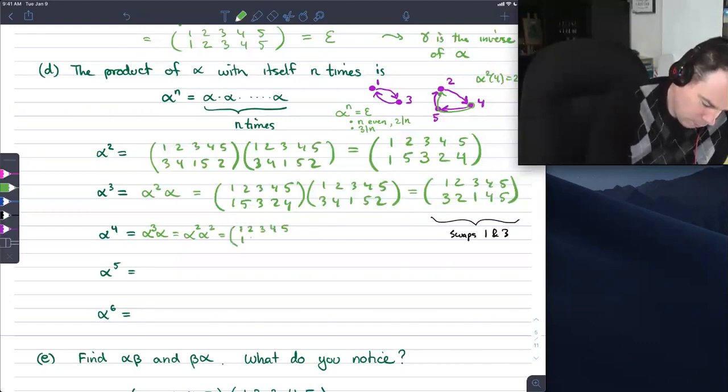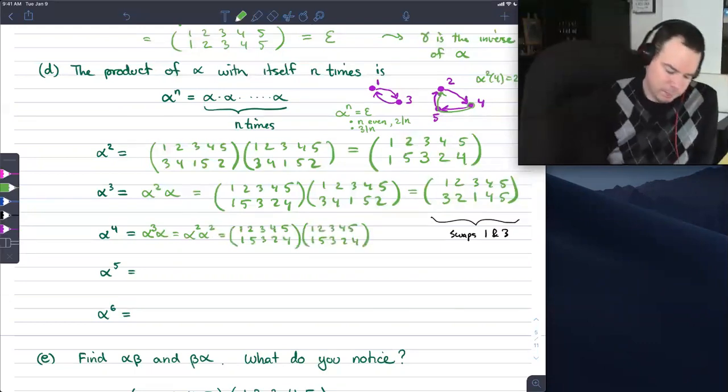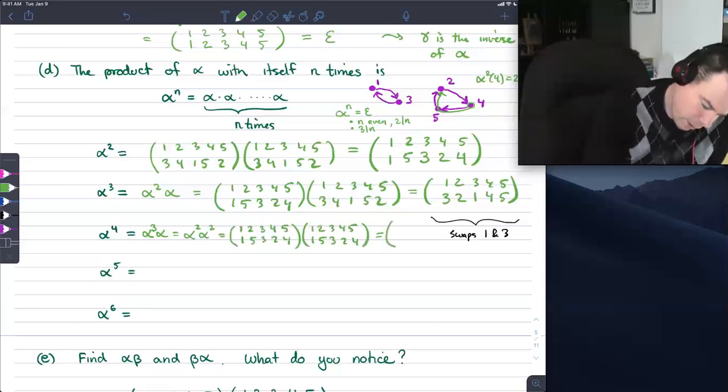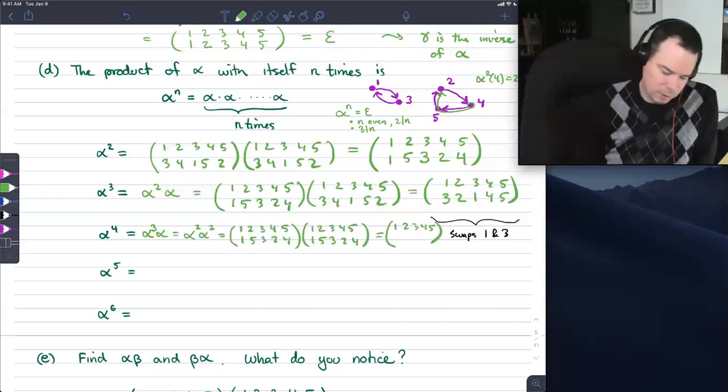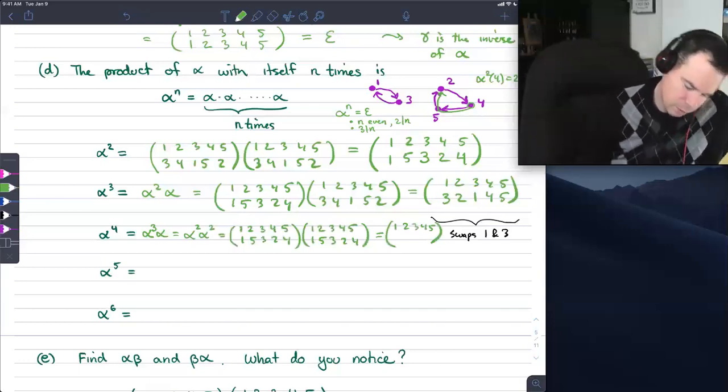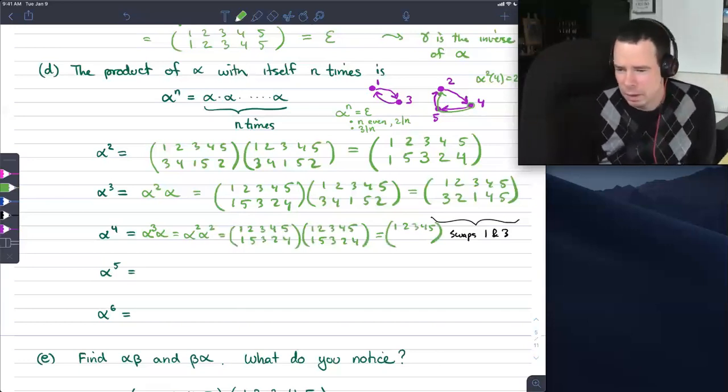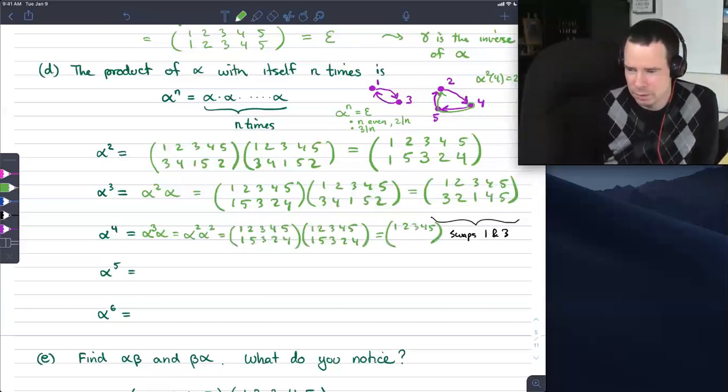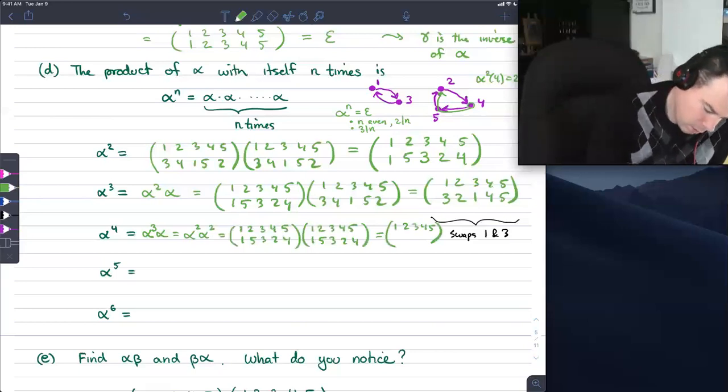So this is 1, 5, 3, 2, 4 under 1, 2, 3, 4, 5, and again 1, 5, 3, 2, 4. So there's alpha squared written out twice. See if I can squeeze it in there next to where I wrote some stuff at the end of last day. And now we're going to go ahead and do the product of alpha squared with itself. So 1 goes to 1, and then 1 goes to 1. So 1 goes to ultimately 1.